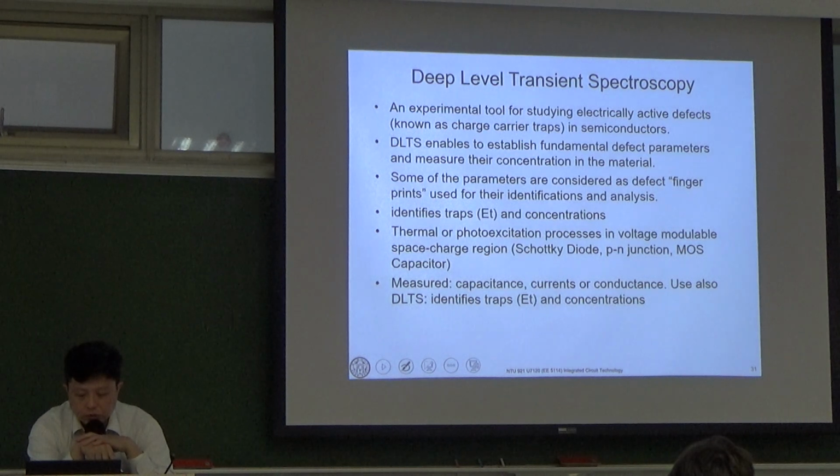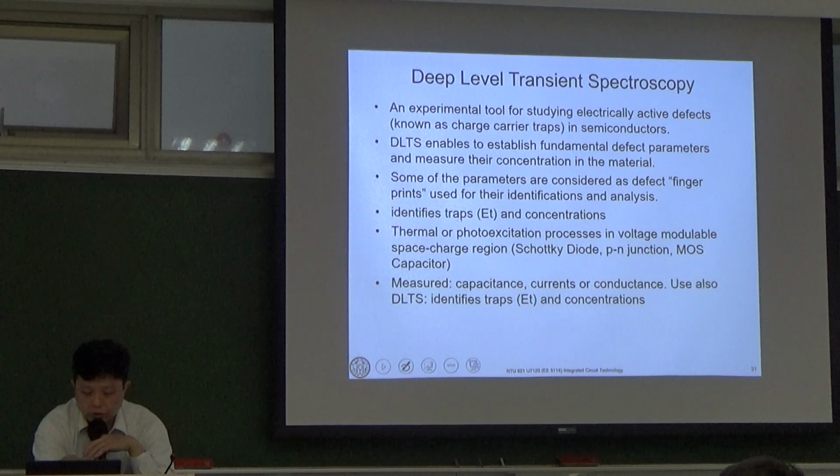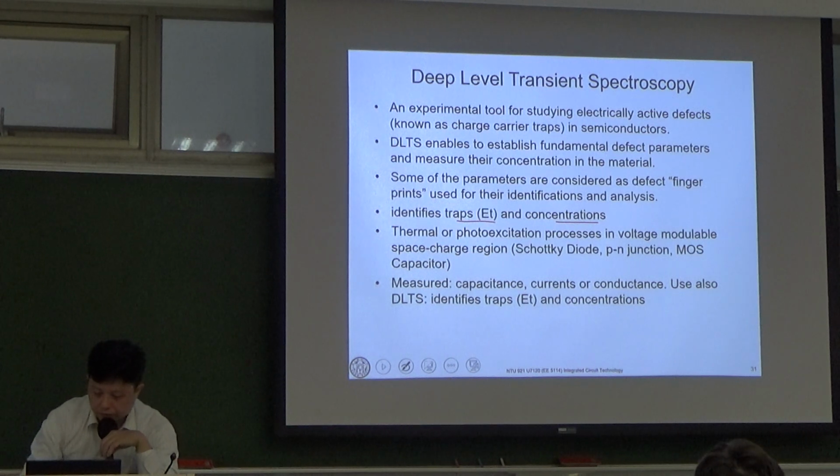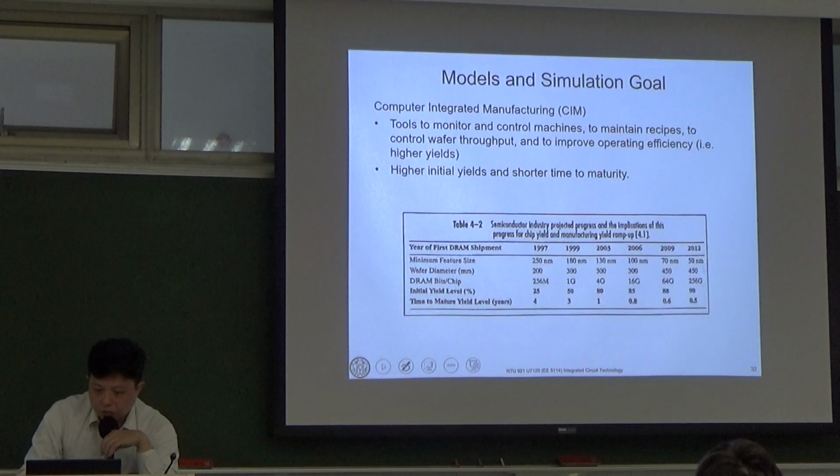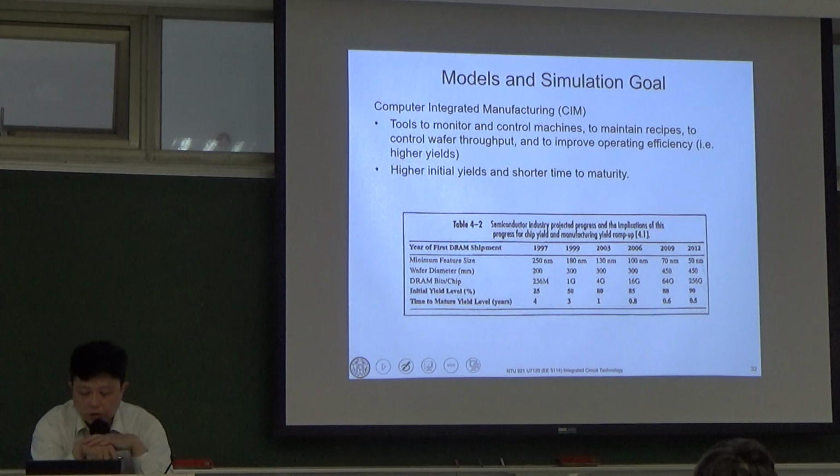Also there is DLTS, deep level transient spectroscopy. This can help you to identify the trap and its concentration at the same time. But we won't get into the detail of this.